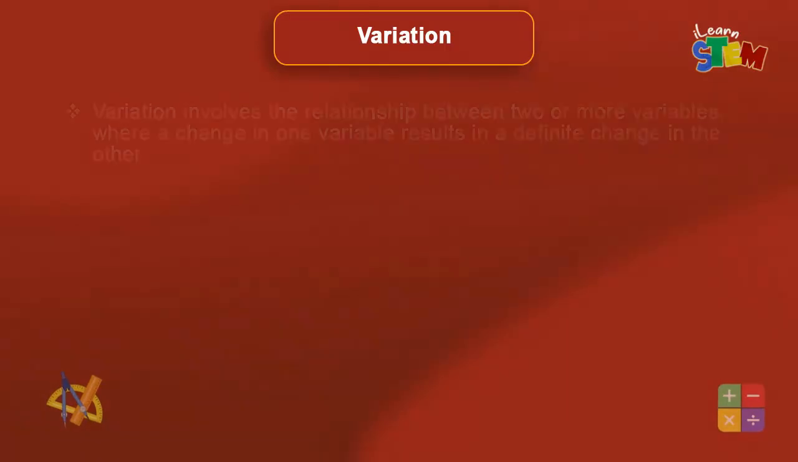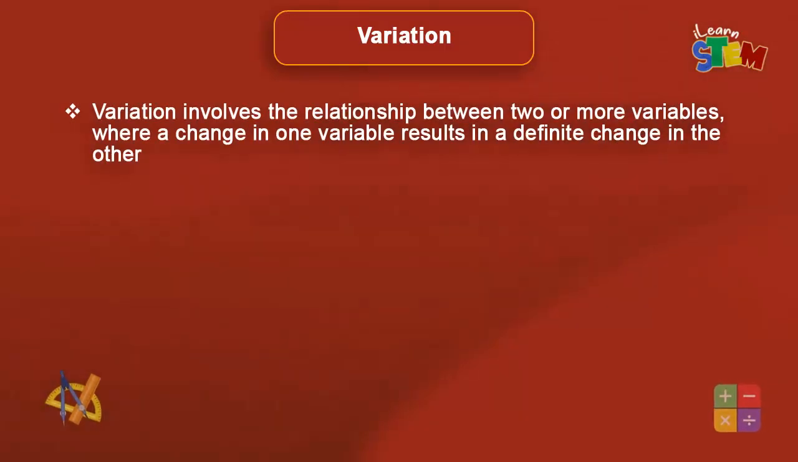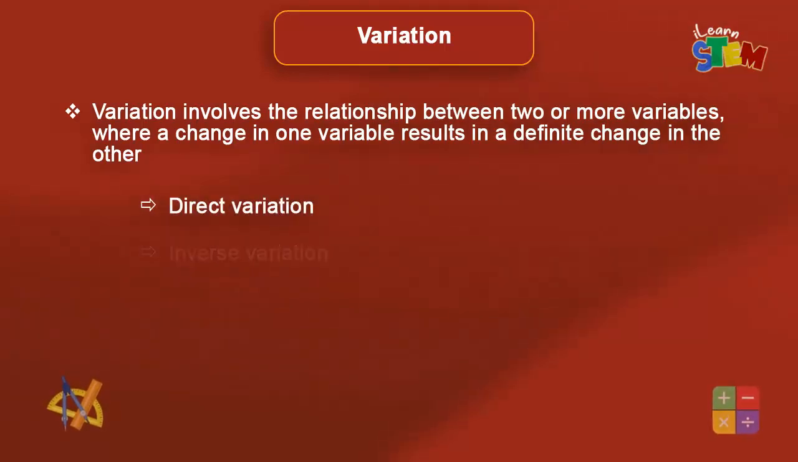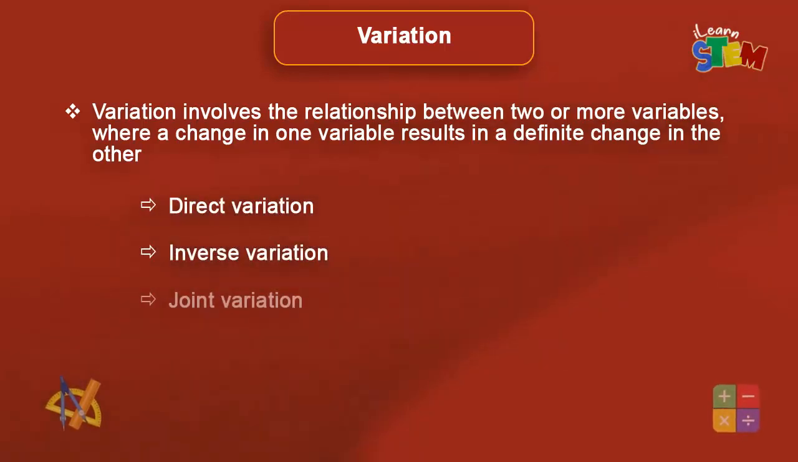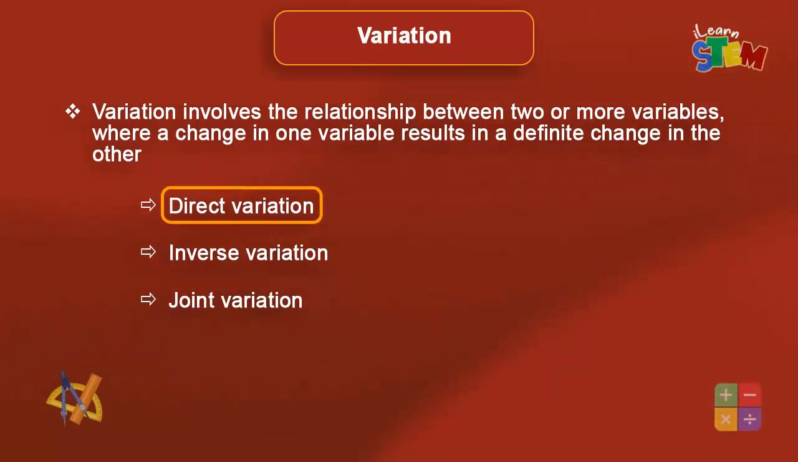Variation. Variation involves the relationship between two or more variables, where a change in one variable results in a definite change in the other. There are three main types of variation, namely, direct variation, inverse variation, and joint variation. In this lesson, we shall focus on direct variation.